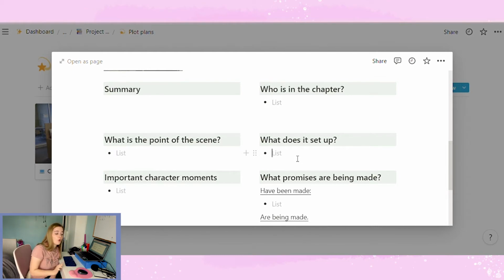What does it set up? What are you doing? Why is it here? This is like your what, and this is like your why. Keep these in, answer these questions, work it out.